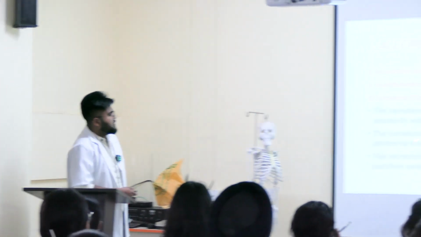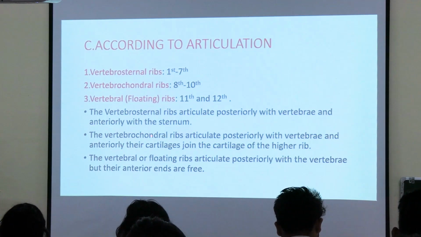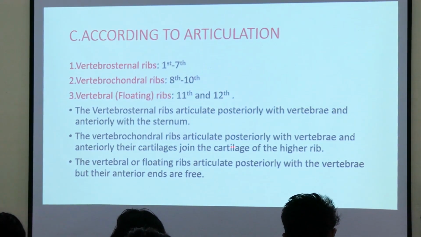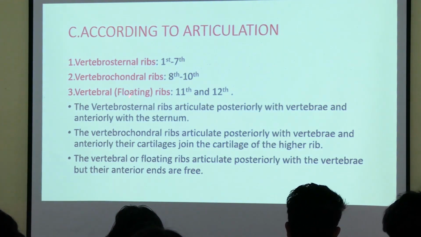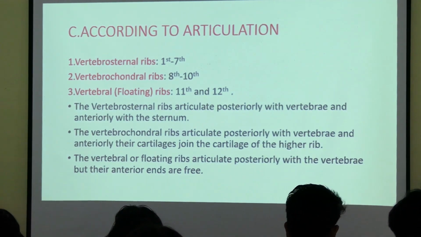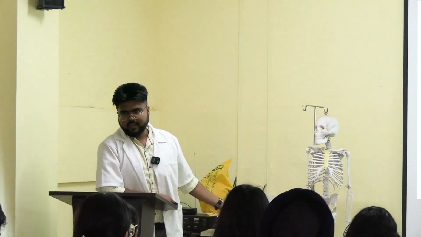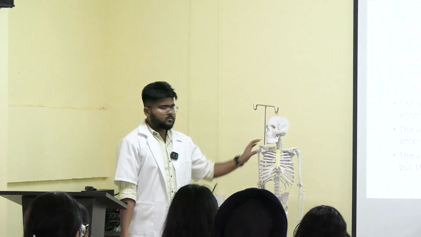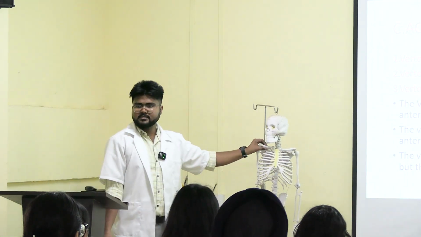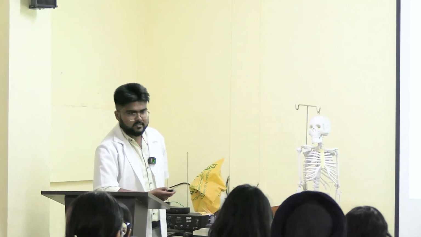See this line: the vertebrochondral ribs articulate posteriorly with the vertebra, and anteriorly their cartilage joins the cartilage of the higher rib, meaning the seventh rib. And the floating ribs are 11 and 12. Always remember these two ribs are more prone to injury because their anterior end is free. But the first and second ribs are not easily fractured because the clavicle bone is present. First to fracture is the clavicle bone, then the rib cage, meaning the first to 7th ribs.